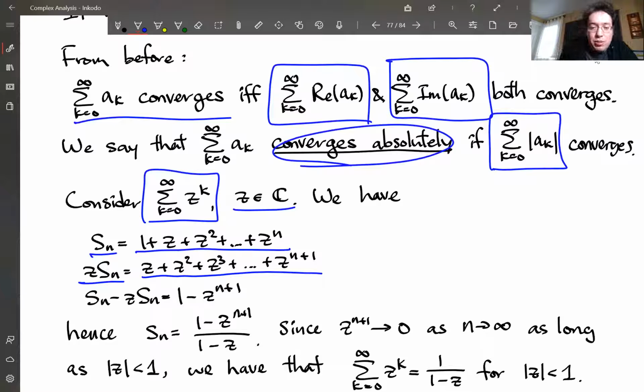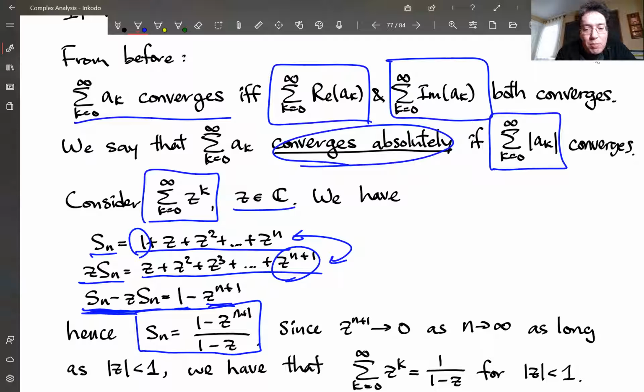Since most of these terms are the same, if we take the difference, take S_n and subtract z times S_n, we get the 1 that was in the first series, and we're subtracting z to the n plus 1, which was the extra term. But if we can write it this way, then we could actually solve for a very compact form of S_n. We could factor out 1 minus z from the left-hand side and divide. And we get the partial sum is equal to 1 minus z to the n plus 1 over 1 minus z.